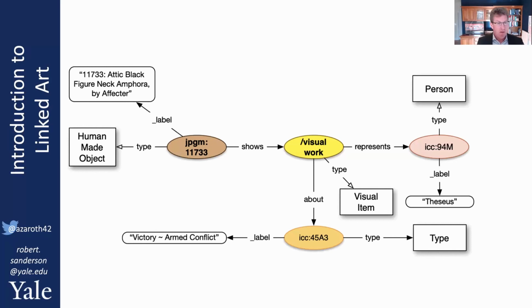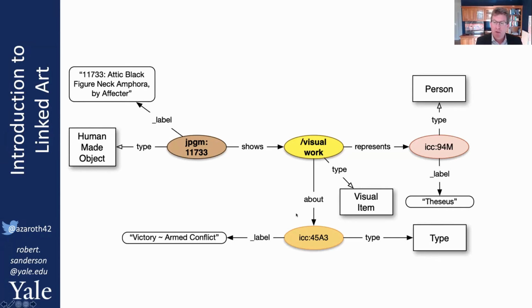So the vase shows a visual work, which is a visual item in CRM terms, which represents a person, Theseus. So this is now outside of AAT and CRM and over to Iconclass. And Iconclass then has its own ontology and so forth. There's also the concept of victory and armed conflict, Iconclass 45A3, again, which is a type.